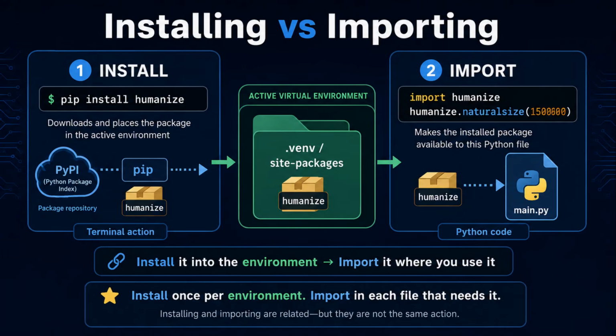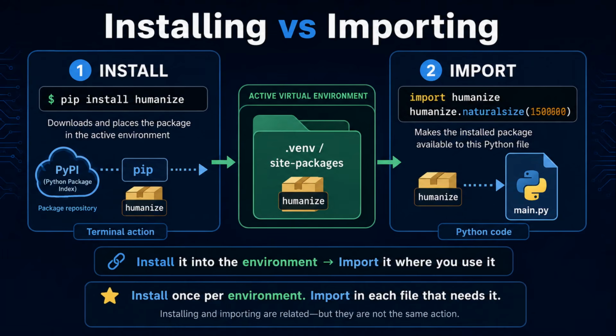To use it in a program, we add import humanize to that file. Python then finds the installed package inside the virtual environment and makes it available through the humanize namespace. Our program can now call public functions such as humanize.naturalSize. The installation provided the package to the environment. The import gives the current Python file access to it. So the distinction is straightforward. Install a third-party package into the environment and import it in each Python file that uses it.